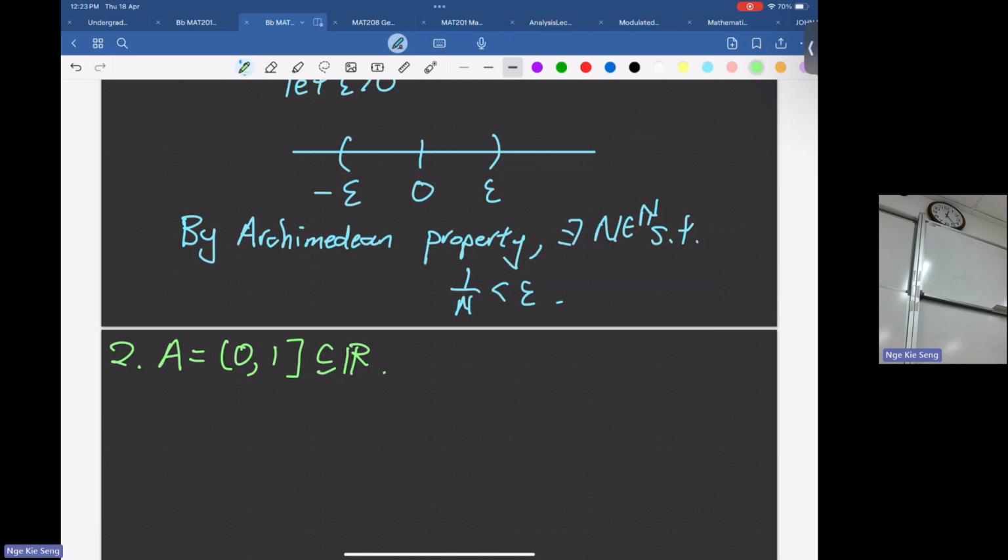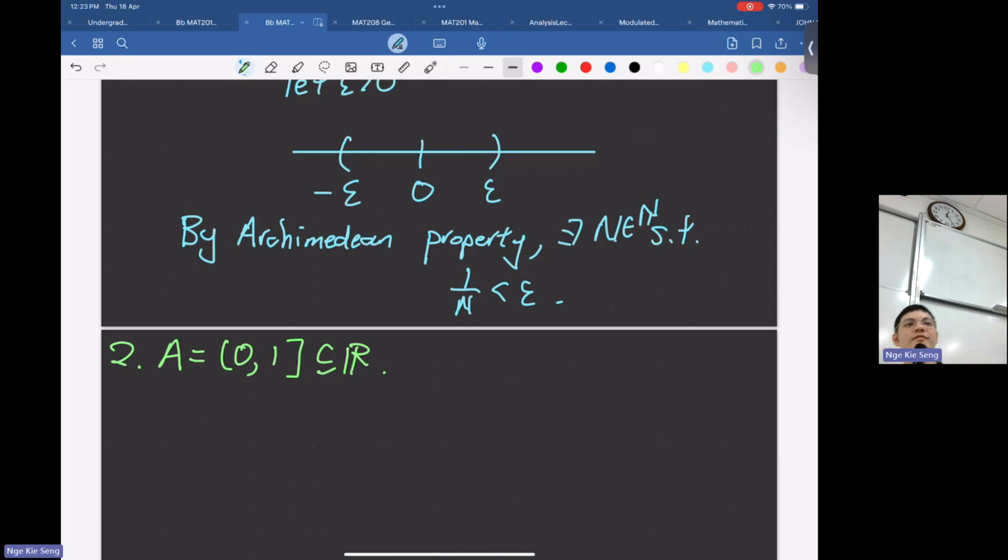Okay, so the result here is every point is a limit point. But is it true that the set of all limit points is just the half-open interval from 0 to 1? No. What's the limit point here? For the closed interval from 0 to 1, you need to include the 0. Why? Why is 0 a limit point here?